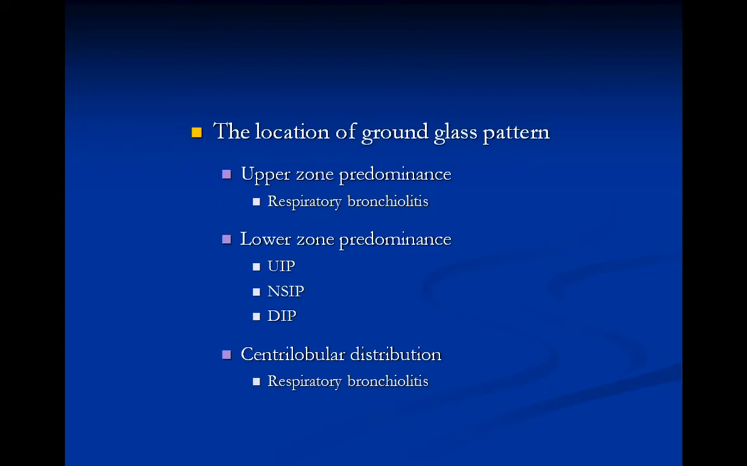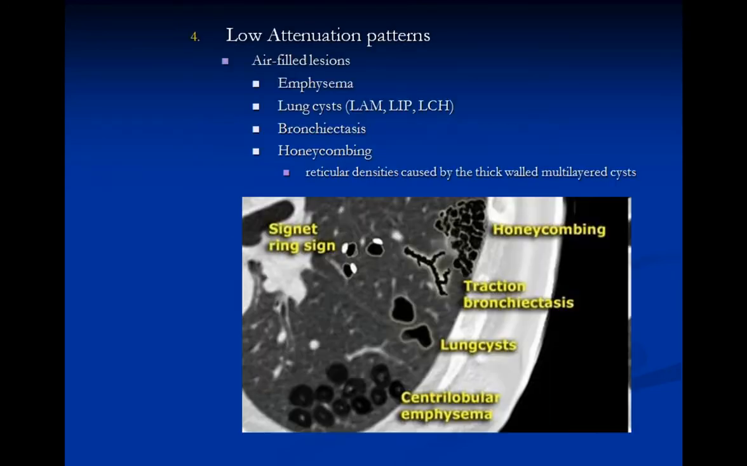Upper zone predominant examples are respiratory bronchiolitis. Lower zone predominant examples are usual interstitial pneumonia, non-specific interstitial pneumonia, and desquamative interstitial pneumonia. Central lobular distribution, as in respiratory bronchiolitis, is the central part of the lobule.